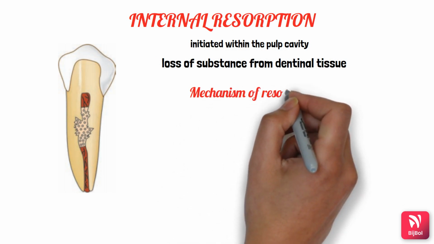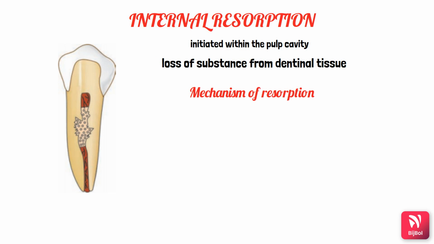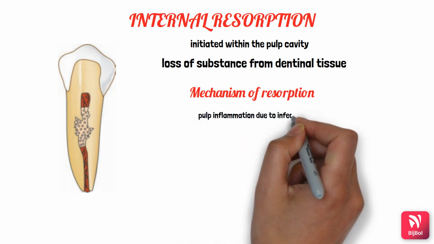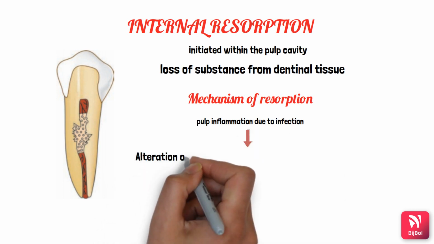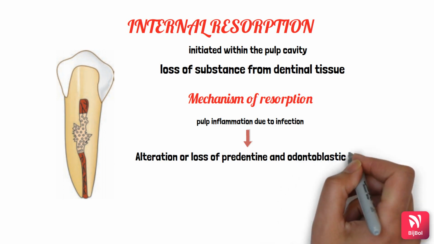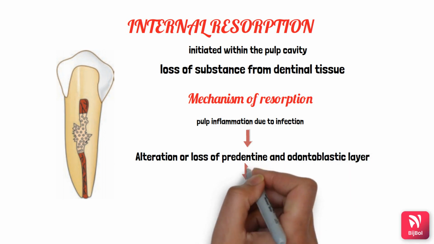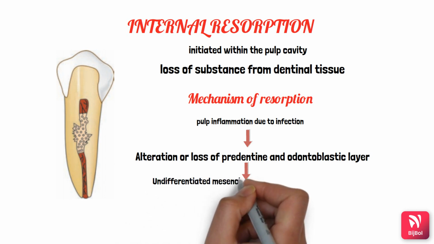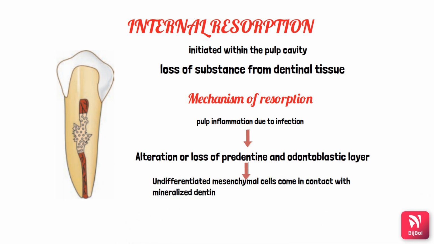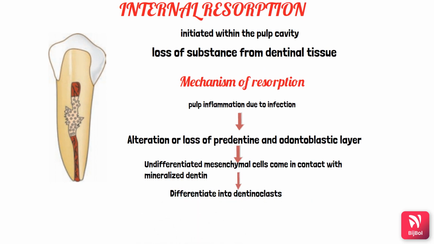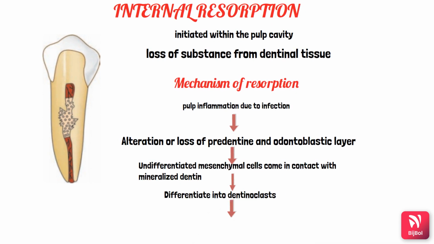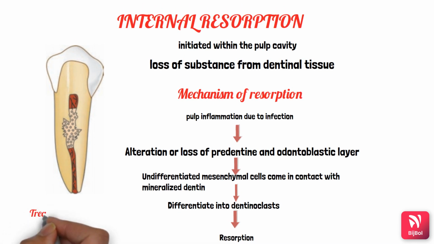If you observe the mechanism of the resorption, here the pulpal inflammation due to the infection occurs, which will lead to the alteration or the loss of predentin and the odontoblastic layer. So these undifferentiated mesenchymal cells will come in contact with the mineralized tissue. So these cells will again differentiate into the dentinoclast. That's how the resorption occurs. So this is the mechanism of the internal resorption.